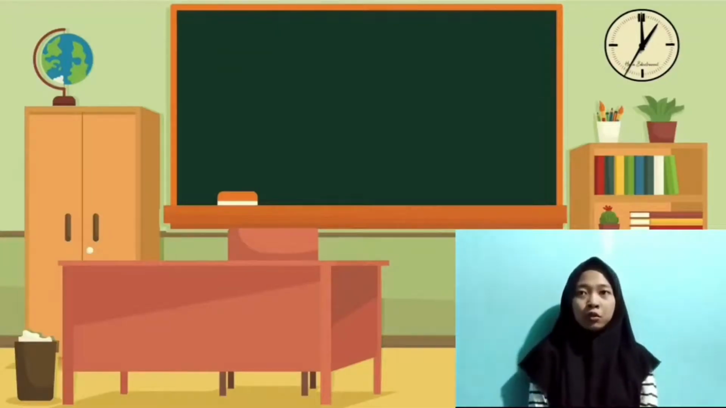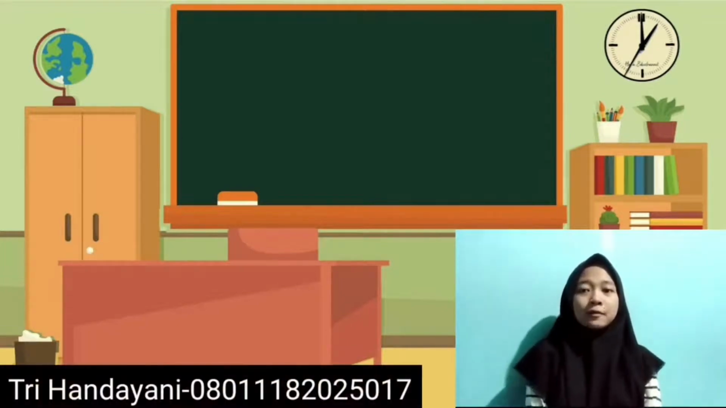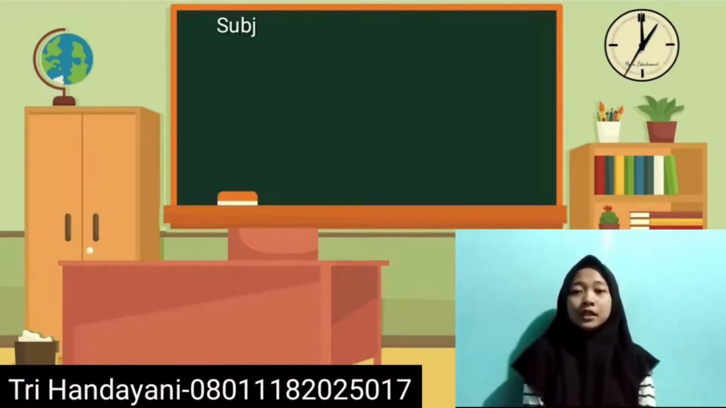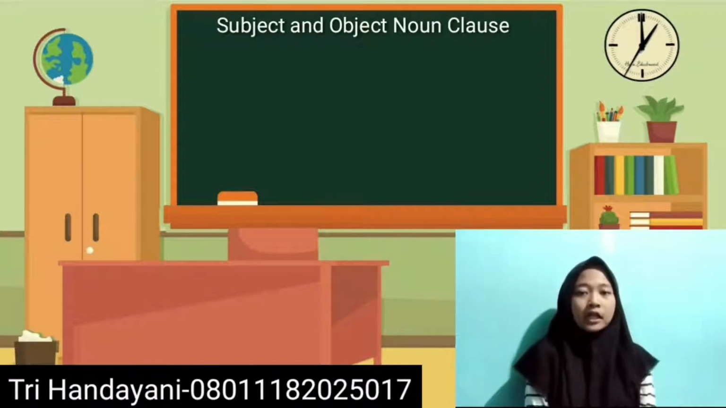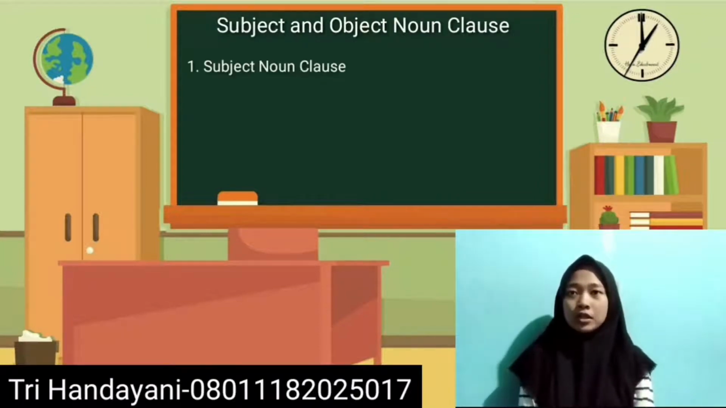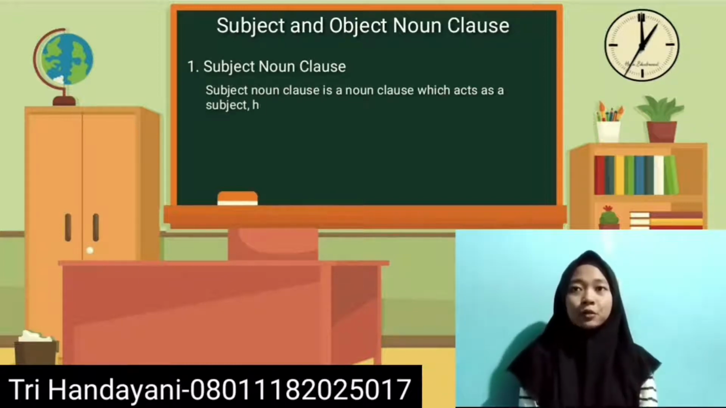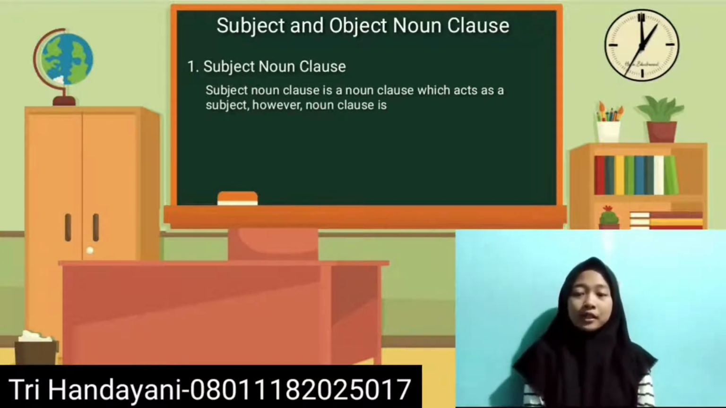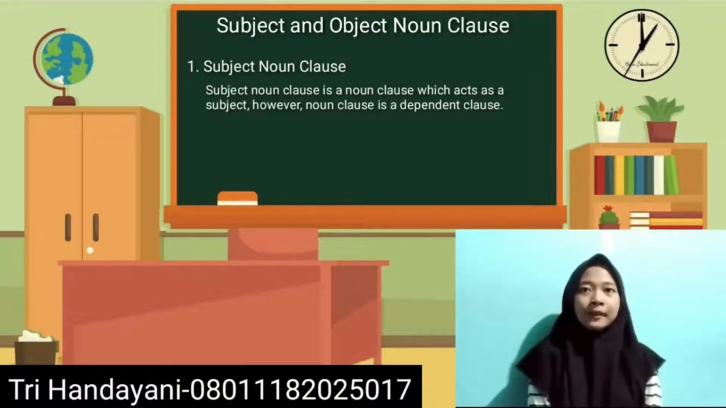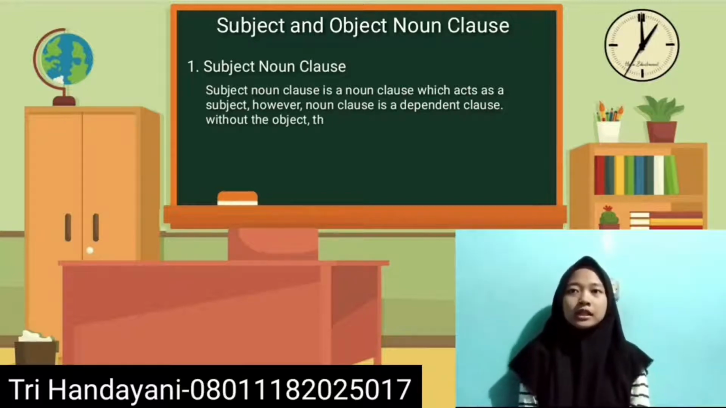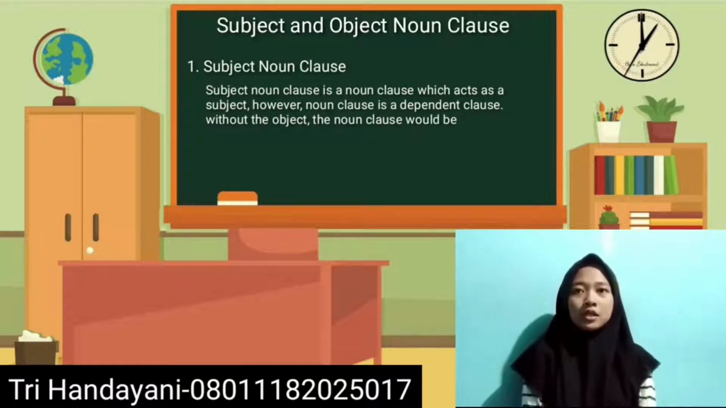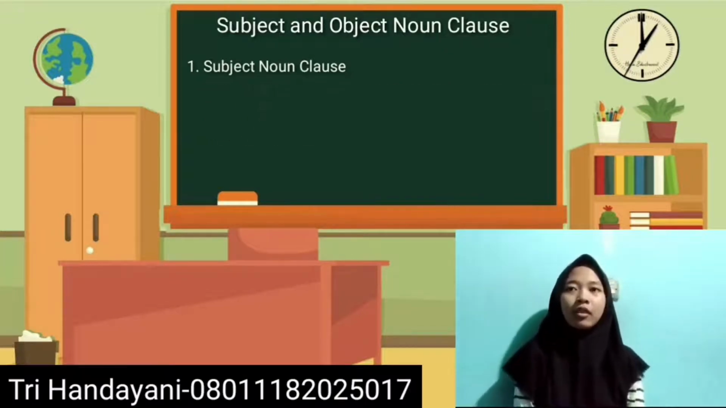Here I will explain about the subject noun clause and object noun clause. The first, subject noun clause. Subject noun clause is a noun clause which acts as a subject. However, noun clause is a dependent clause. Without the object, the noun clause would be negated.